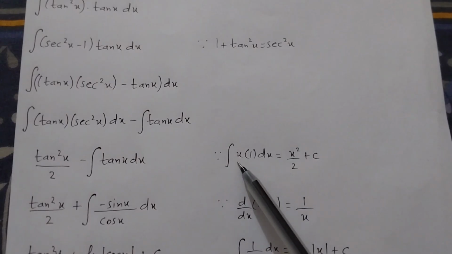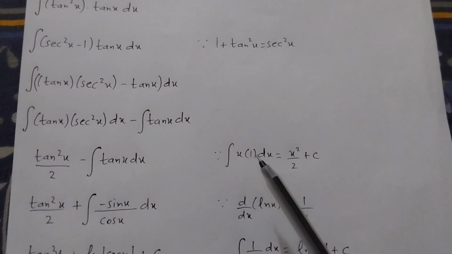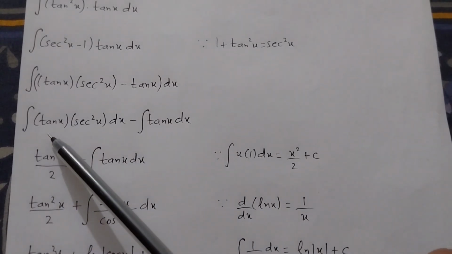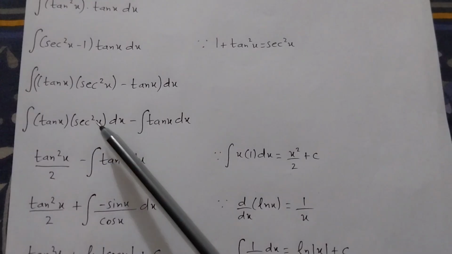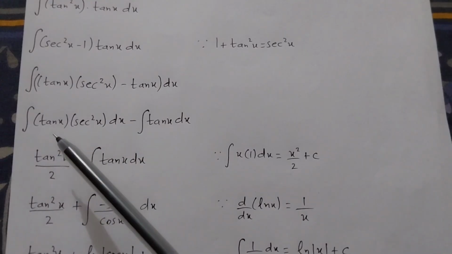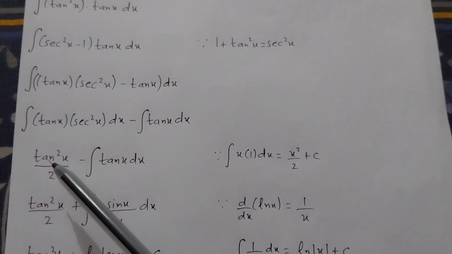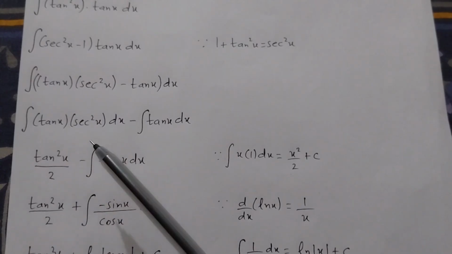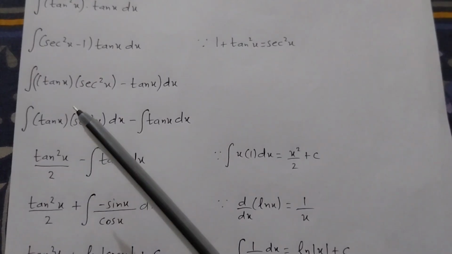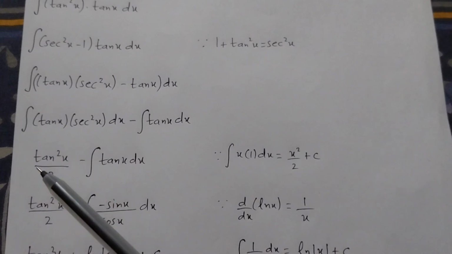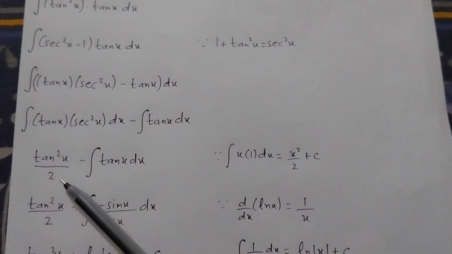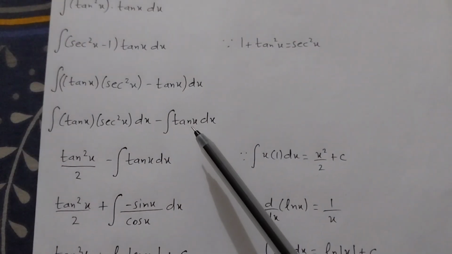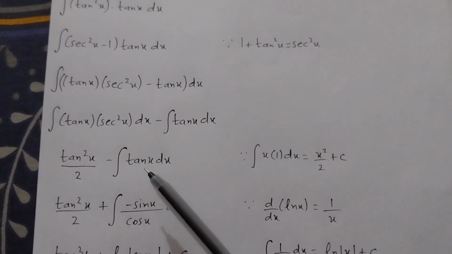Here the function is x and its derivative is 1. But here we can see that the function is tan of x and its derivative is secant square of x. And the result will be the same: function raised to power its original power, which was 1, plus 1. So 1 plus 1 becomes 2. So this becomes tan square of x divided by 2 minus, we have this integral of tan of x.